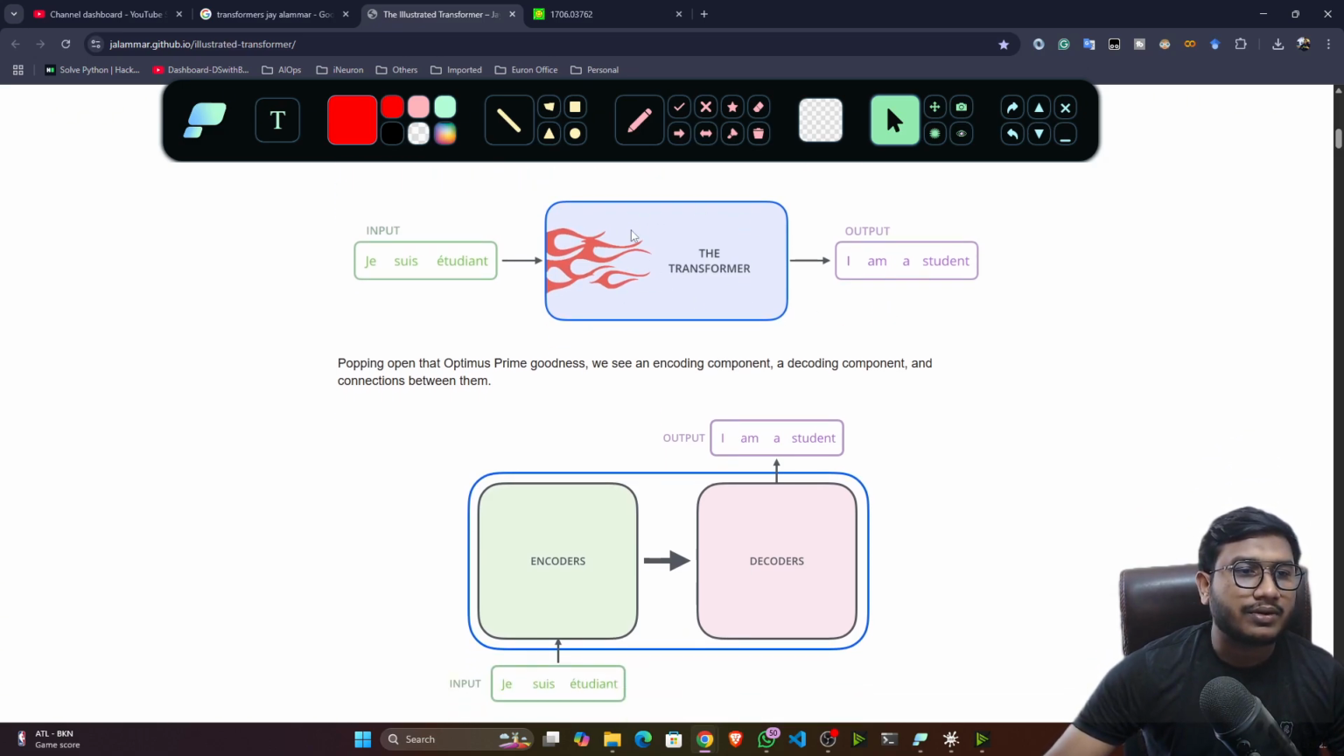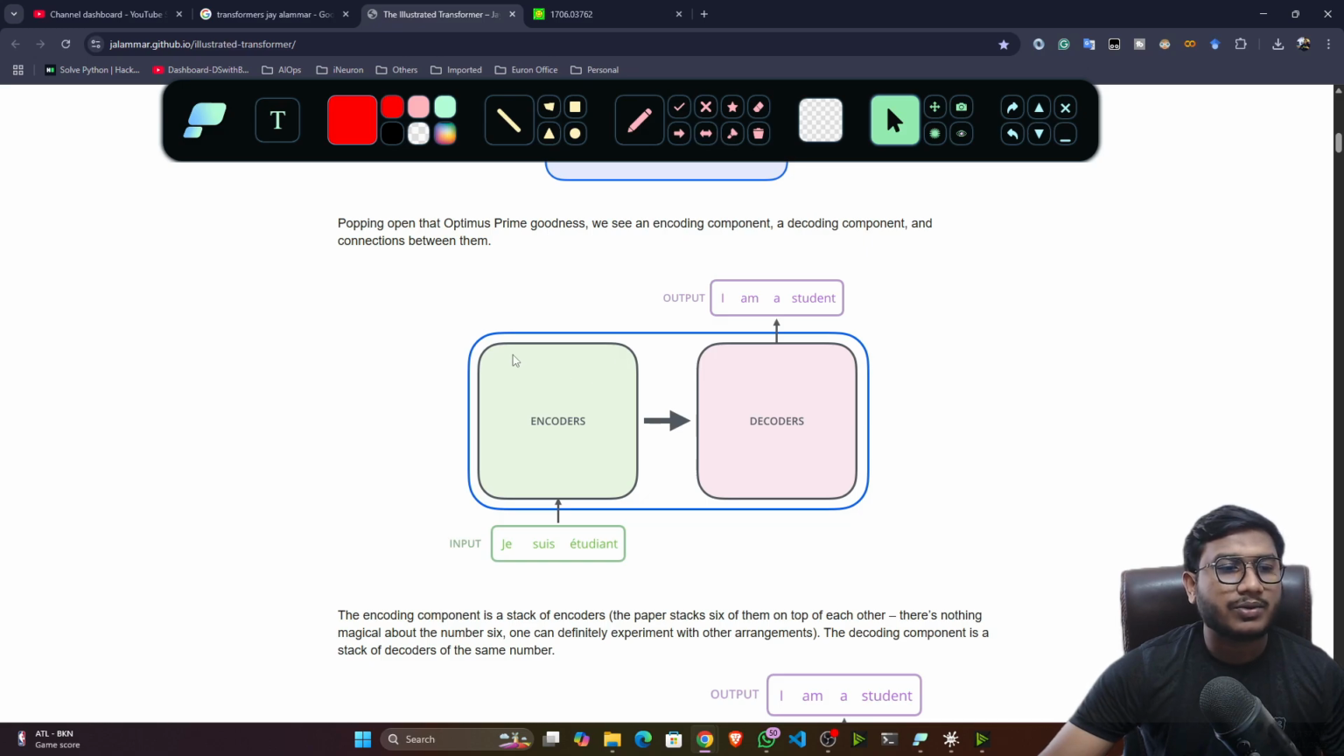Now let me show you what we have inside the transformer. You can see inside the transformer we have two kinds of layers: one is the encoder layer, another is the decoder layer. Those who have already studied the basics of NLP, I think you know that with RNN we have networks like LSTM, GRU, and the encoder-decoder architectures were available. This is the same encoder and decoder architecture. Now we'll see what we have inside the encoder and what we have inside the decoder.